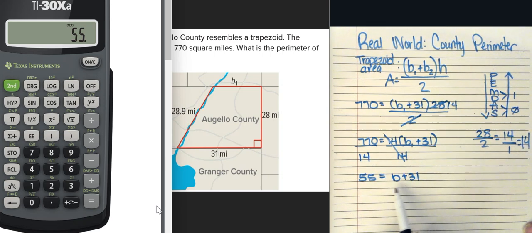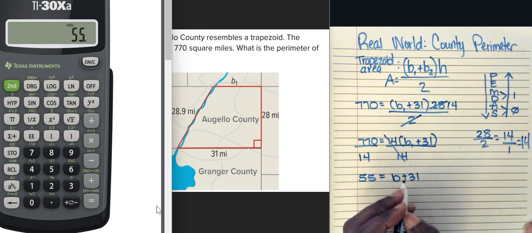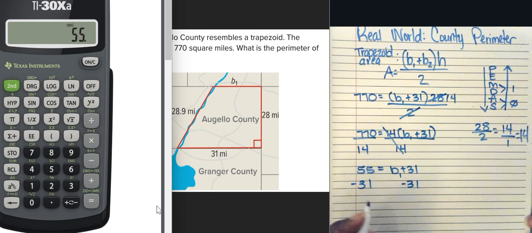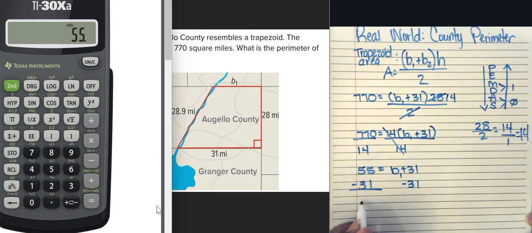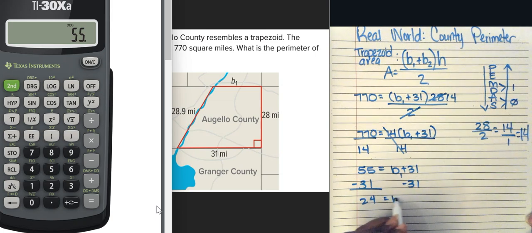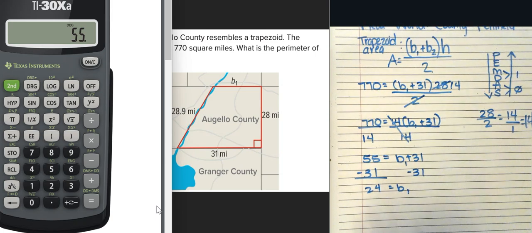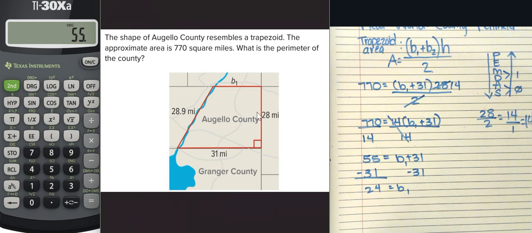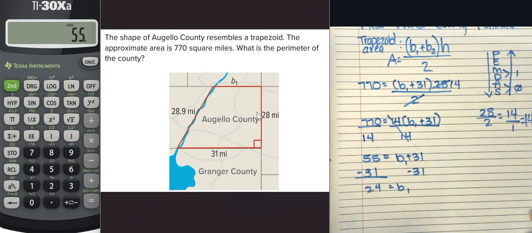And I don't need to put this in the parentheses because I'm not multiplying it by anything. In fact, it's 1. That's what you're multiplying by, and 1 times any number is just going to be that number repeated. So we have B plus 31. Is the variable by itself? This is base 1, so let me keep that there. Is the variable by itself? No, because we're adding 31. So I'm going to subtract 31 from both sides. And by doing that, I end up with 24 being equal to base 1. So base 1, the side is 24 miles.